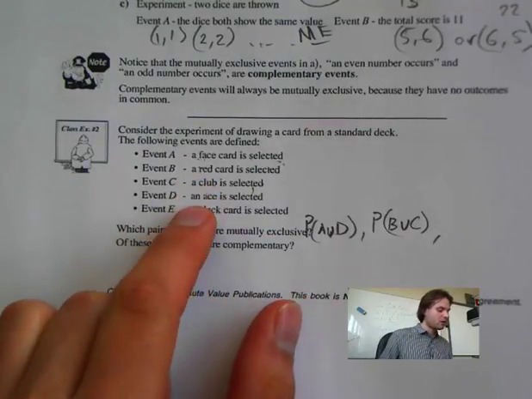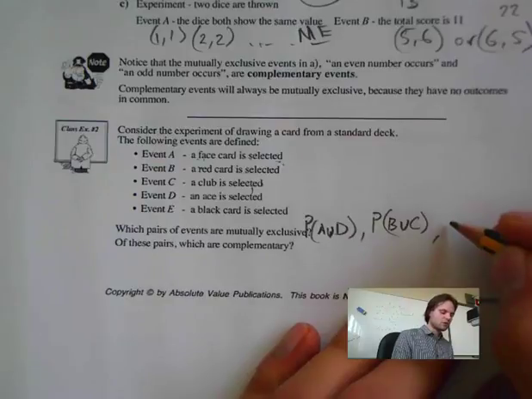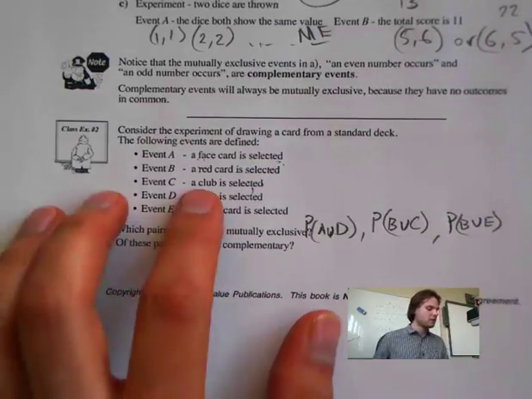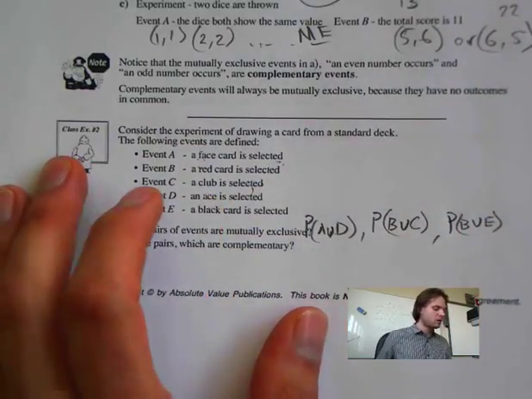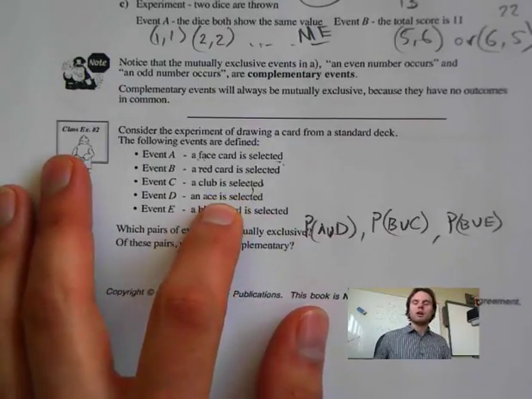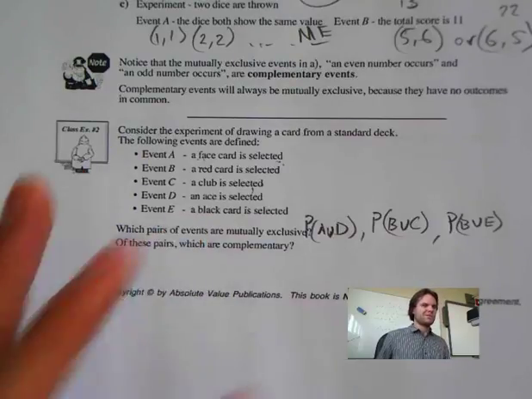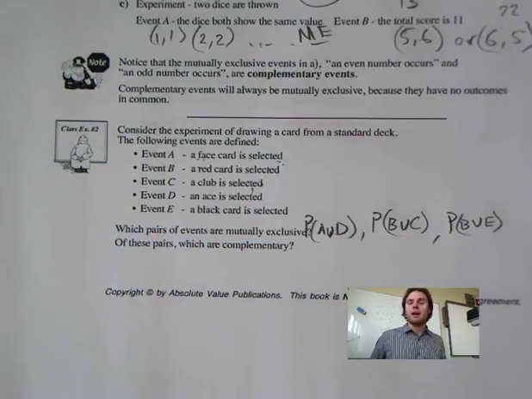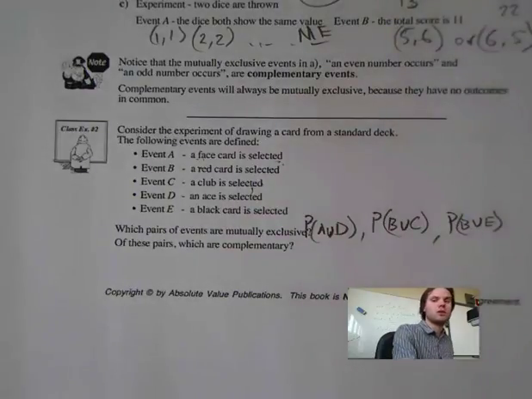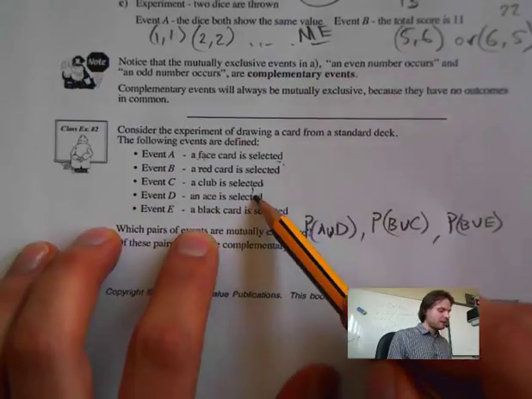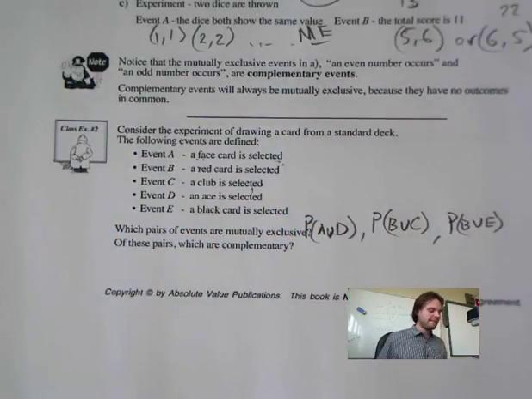And now we have a red card or a black card. That's mutually exclusive as well. So probability of B or E is mutually exclusive as well. Now, the next one we're going to look at is a club card. So a club and an ace. Well, there are aces that are club cards. A club card and a black card. Well, clubs are a subset of blacks. So, no, that one we cannot look at as well. Alright, so the last one is ace and black card. There are black aces, so that doesn't work.